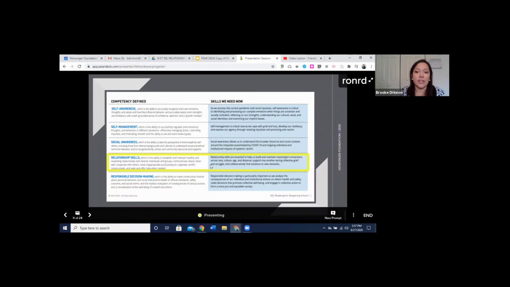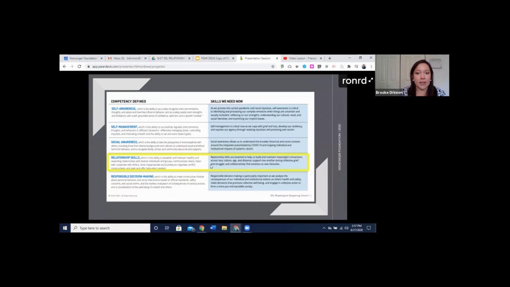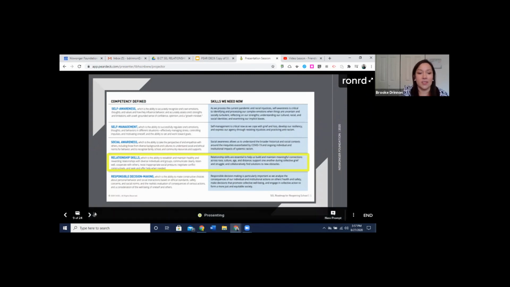And the chart that you're seeing here comes from Castle's SEL roadmap for reopening schools. It's very current and relevant to what we are experiencing right now. And they have broken down those skills that we need now as we return to schools in a moment of uncertainty. Those relationship skills that are essential in helping us build and maintain meaningful connections while we are working at a distance with many students and supporting them through some of the struggles and griefs that they are currently encountering and collaborating to find solutions to new obstacles.